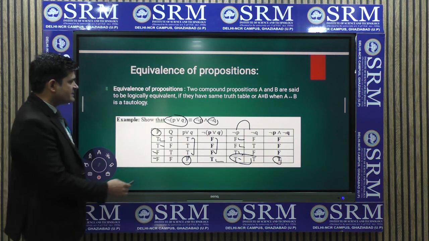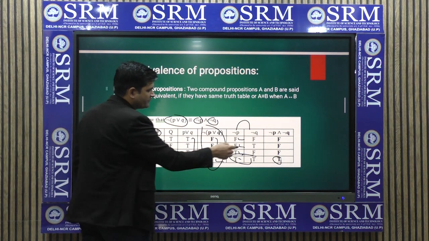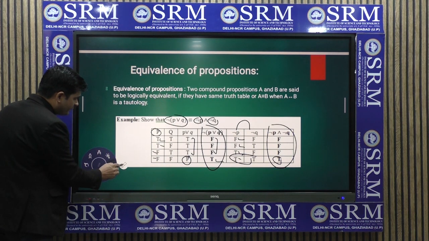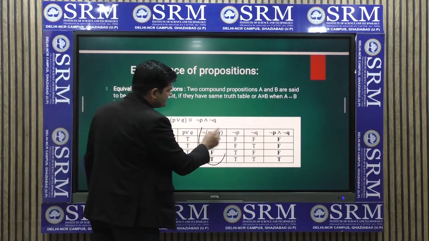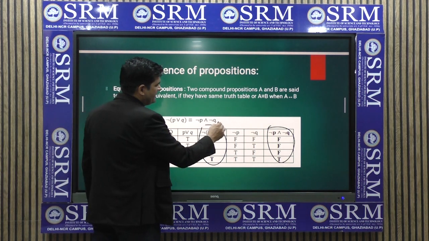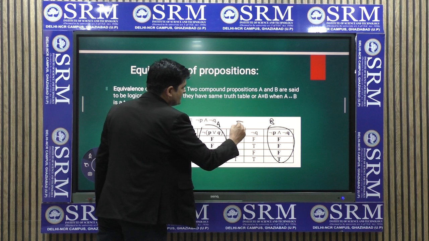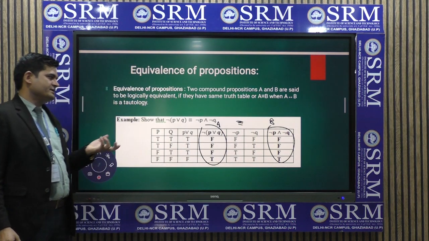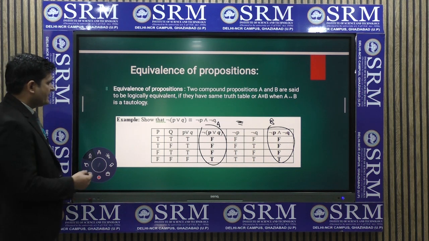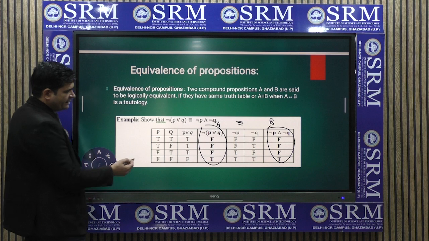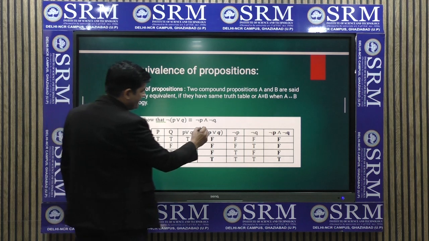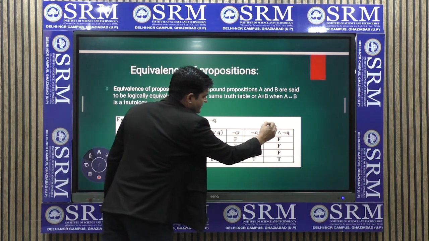So here, student, you will see this column and this column. Both these columns have the same truth values. Suppose this is my proposition A and this is my proposition B. So these two propositions are equivalent to each other. Okay, student, in this way you can easily show it.